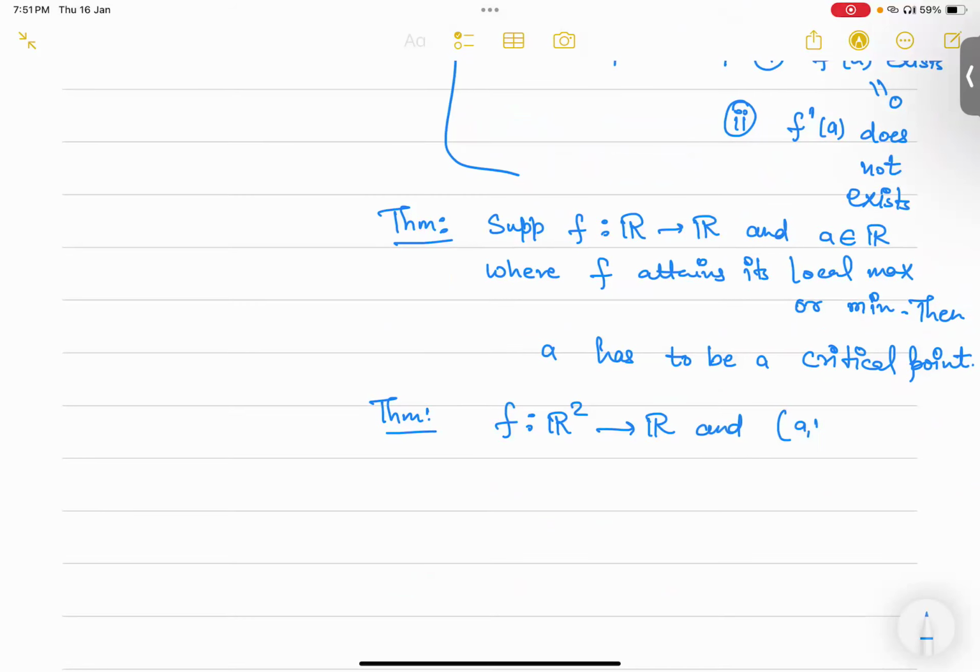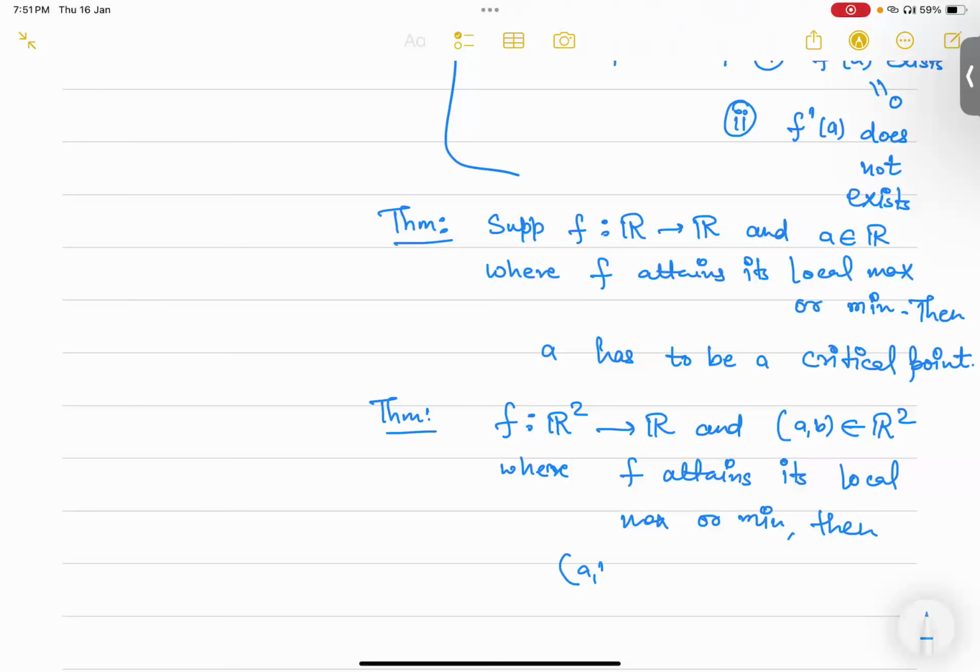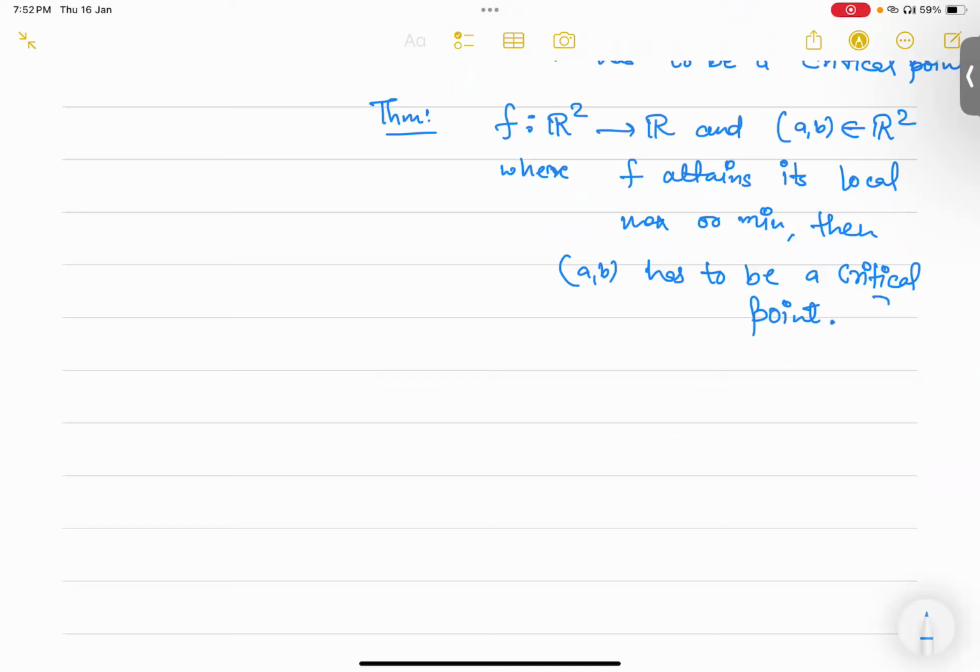And (a, b) belongs to R square, where f attains its local maxima or minima, then (a, b) has to be a critical point. So I need to define critical point in the two variable case. So what is a critical point?